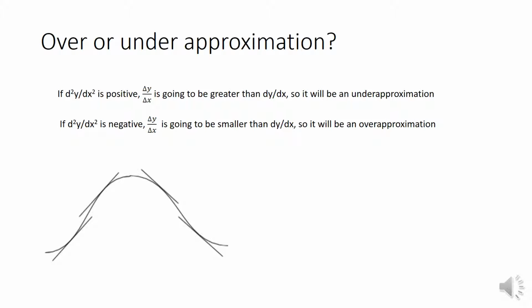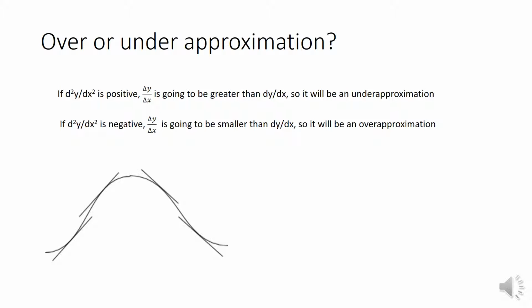And conversely, if the second derivative is negative and the function is concave down, that means over your interval, dy/dx is going to be decreasing. So the actual change in y over change in x is going to be smaller than your dy/dx at that particular point. So your estimation is going to be an over approximation.